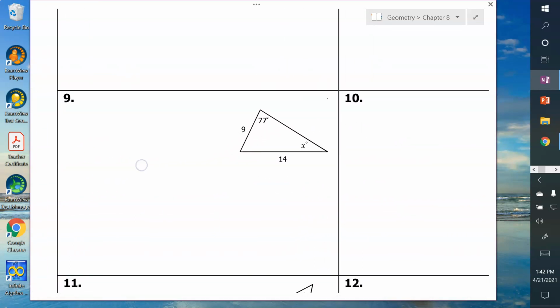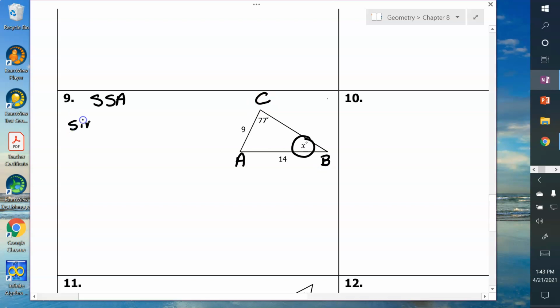Here's another one. This time on number 9, I'm looking for an angle here. I'm given an angle and 2 sides, so this is a side angle, and I'm asked to look for an angle. So I'm going to go ahead and label my triangles. I'm going to call this A, this B, and this is C. So therefore, I am looking for angle B.